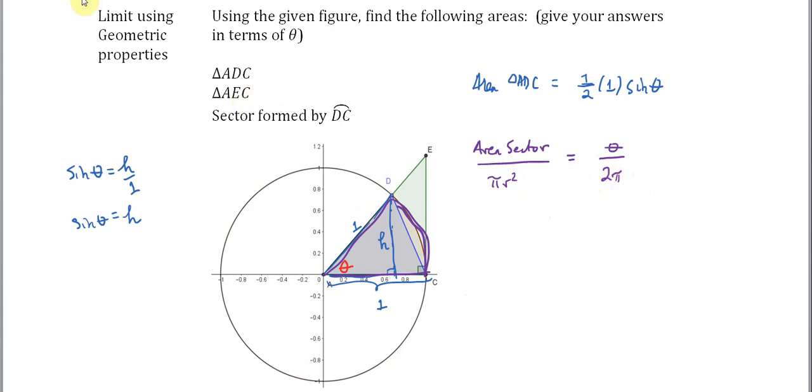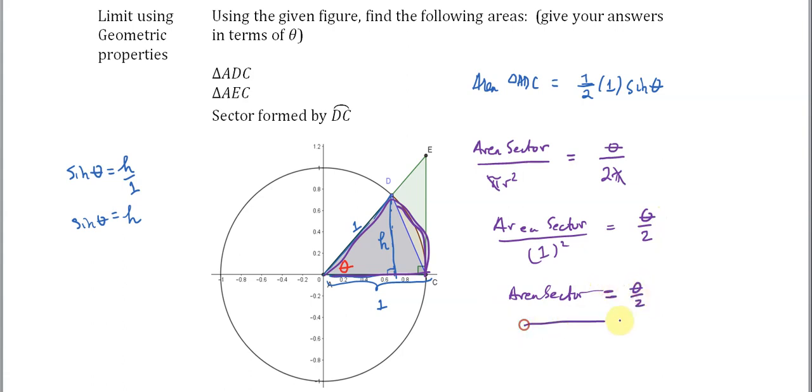So this equation actually simplifies relatively nicely. You see that the pi here cancels out. So I have the area of the sector over the radius squared. Well, the radius is just 1, so this is just 1 squared, which is equal to theta over 2. So the area of the sector is equal to theta over 2. Okay, so this is my second result here.